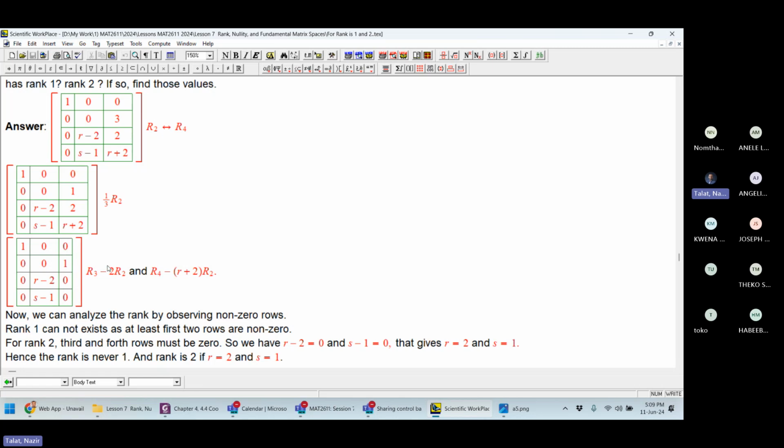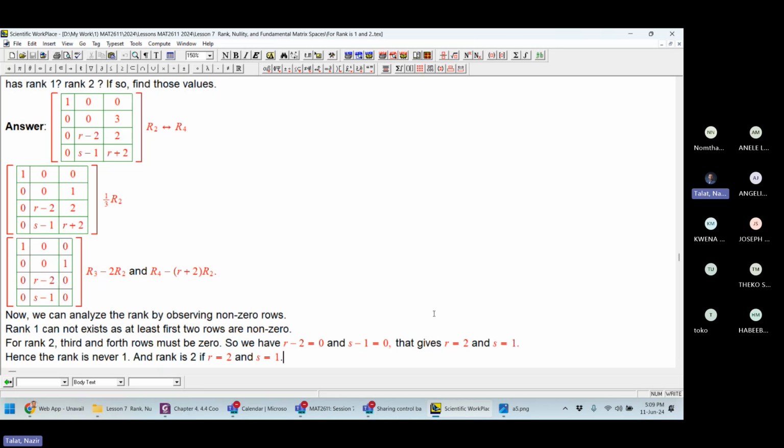Rank means the number of non-zero rows in echelon form or reduced echelon form. You can stop anywhere, and if the rank is equal to 2, it means two rows are non-zero and the rest of the rows are zeros. So you need to put r. How to make these rows zero? If you take r minus 2 equal to 0 and s minus 1 equal to 0, it means if the rank is 2, then r is 2 and s equal to 1.